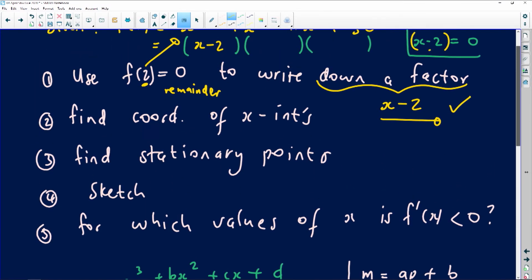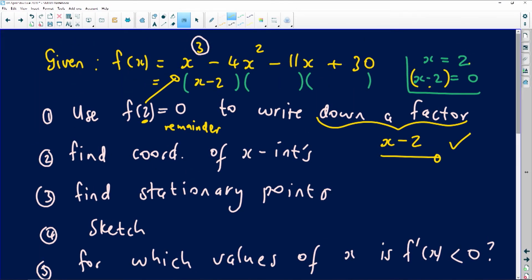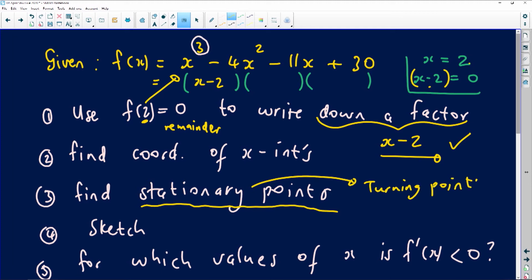We know the x-intercepts of this graph. The next question is asking you for the stationary points. Now, this is where calculus takes over, right? The stationary point. The other word they use when they're asking you for the stationary point is turning points, right? They're asking for the turning points, okay?